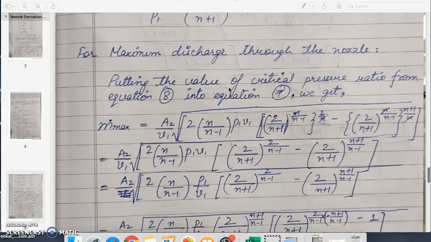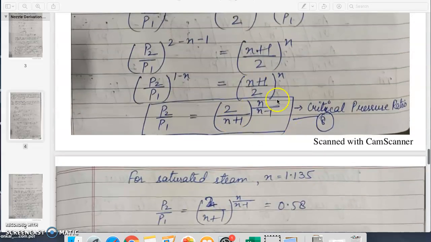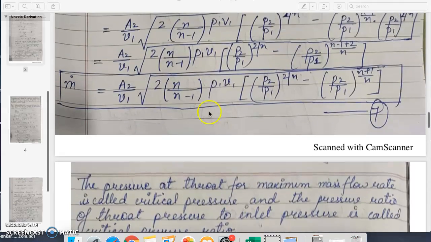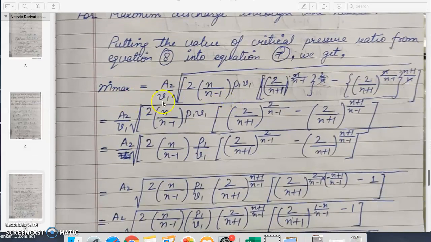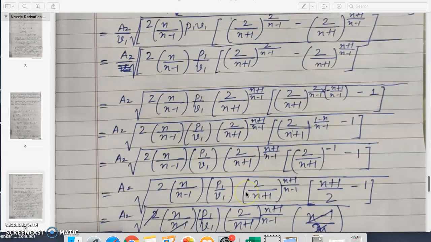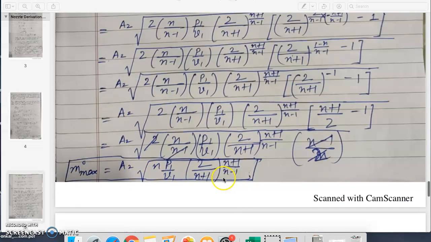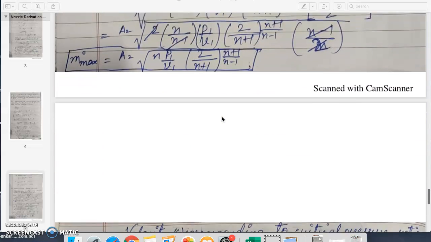Now for the maximum discharge, right now we have seen the condition for maximum discharge, but for having the maximum discharge, we have to put the value of this critical pressure ratio which we have obtained in the formula for the mass flow rate. So putting the value of critical pressure ratio from equation 8 into equation 7. Equation 8 is this one, and equation 7 is this one, which was the general expression for the mass flow rate. So putting these values, we get this expression, and solving this through these multiple steps, we finally get this m max equal to this one. In these particular mathematical steps, if you face any problem, then contact me.